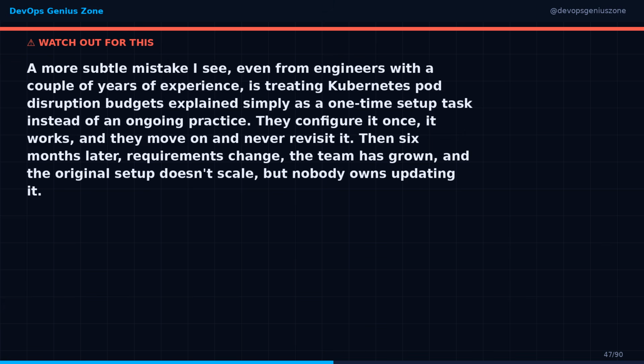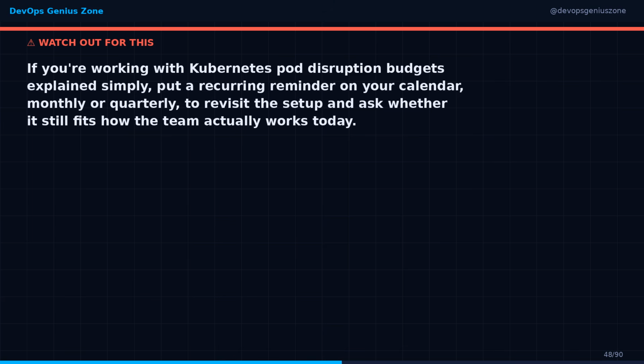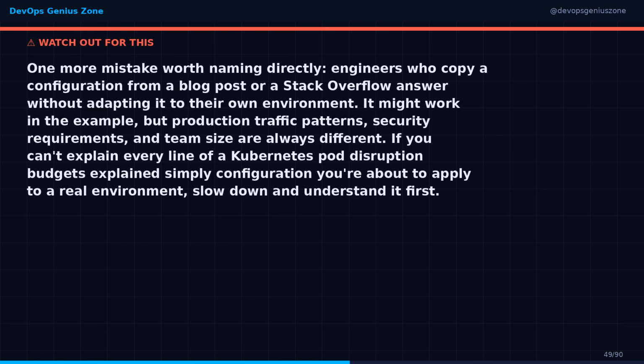One more mistake worth naming directly: engineers who copy a configuration from a blog post or a Stack Overflow answer without adapting it to their own environment. It might work in the example, but production traffic patterns, security requirements, and team size are always different. If you can't explain every line of a Kubernetes Pod Disruption Budgets explained simply configuration you're about to apply to a real environment, slow down and understand it first. That single habit will save you from more incidents than almost anything else on this list.